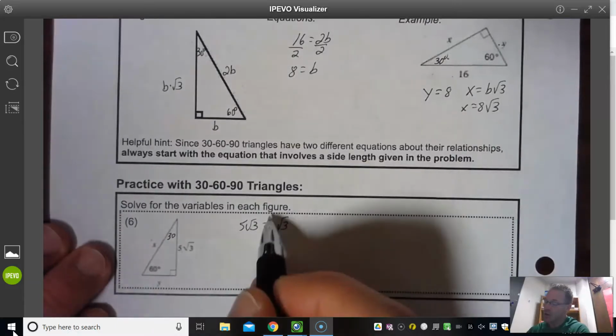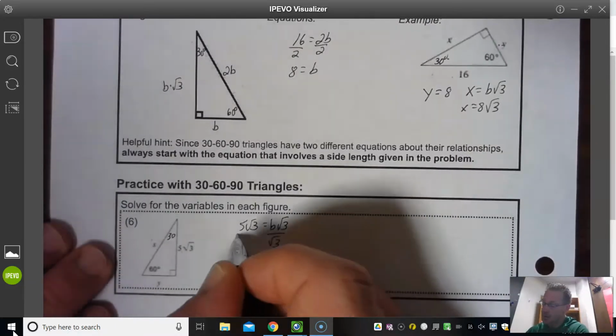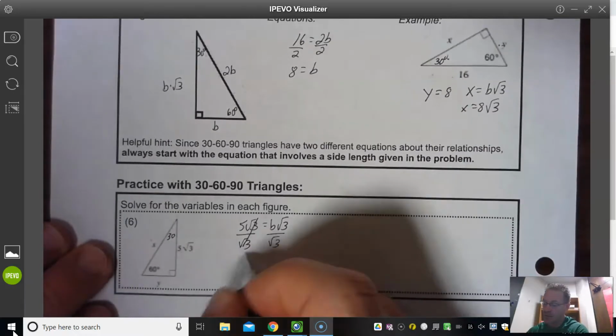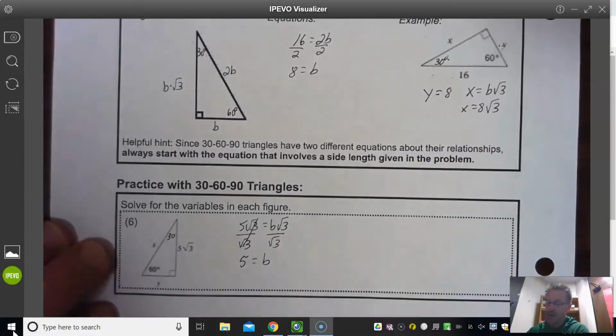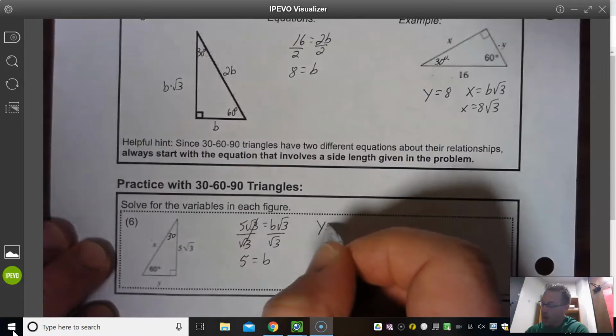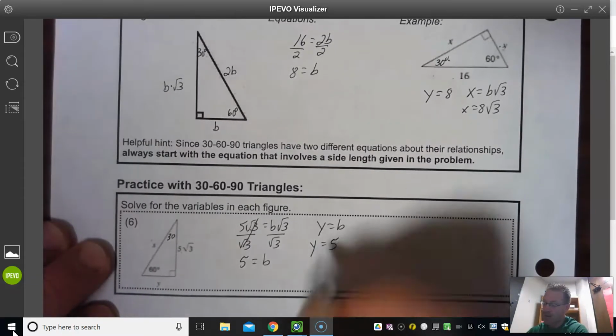So notice now when I look at this, I can solve for B by dividing both sides by √3. So 5 √3 divided by √3 would leave us 5. So that means B is equal to 5. Now when I start looking at my other relationships, notice Y is the side opposite 30. So that means Y is equal to B. Well, B is 5, so that means Y has to be 5.